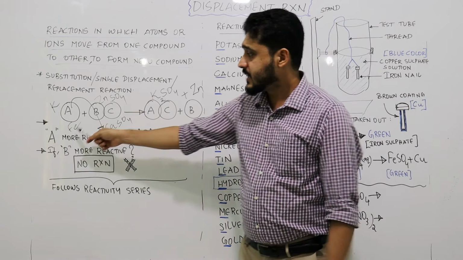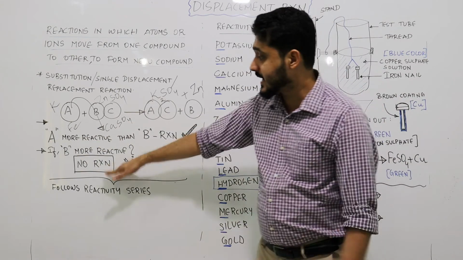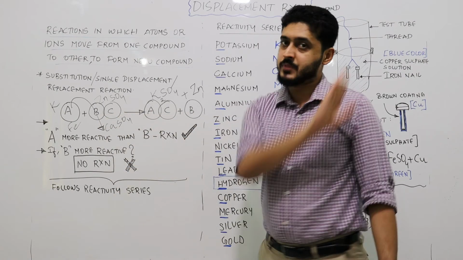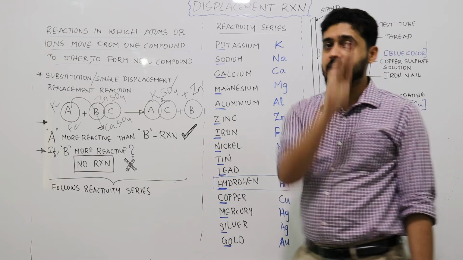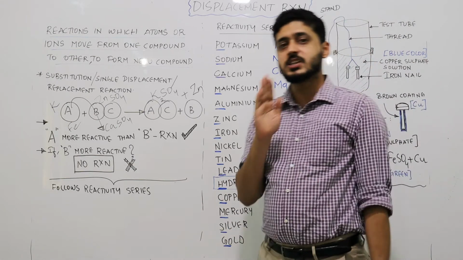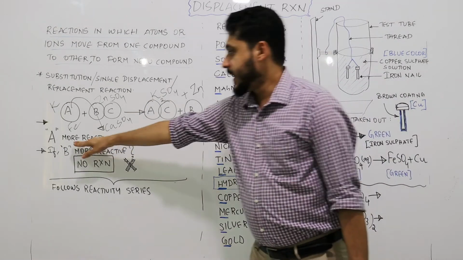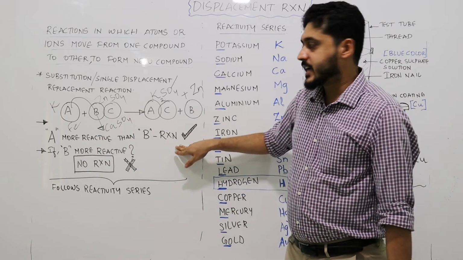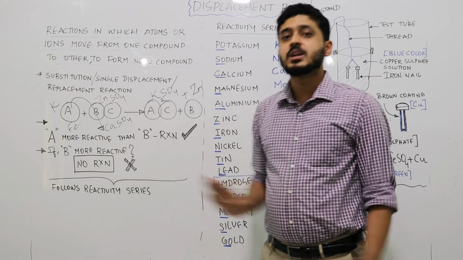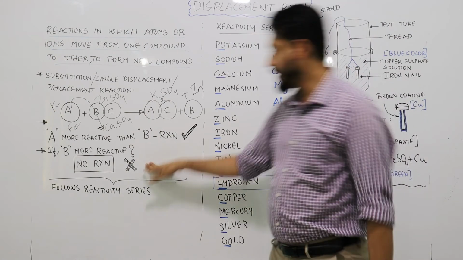Now, A is less reactive than B, meaning B is more reactive. Will the reaction take place? No. If B is more reactive, the reaction will never take place. So if A is more reactive than B, then the reaction takes place. If B is more reactive, then no reaction takes place. Okay.